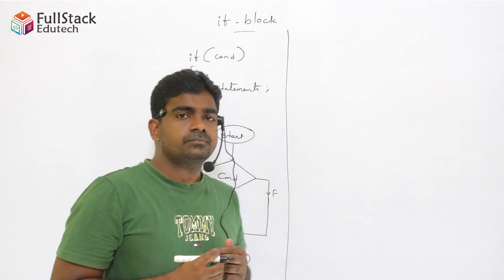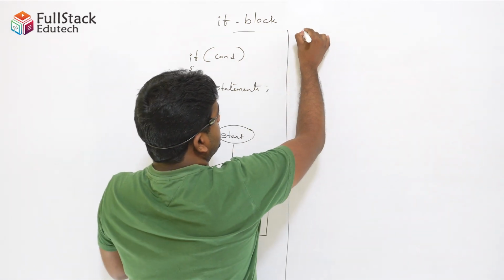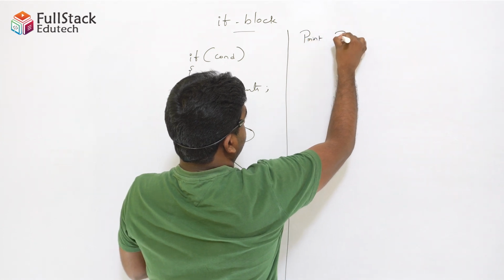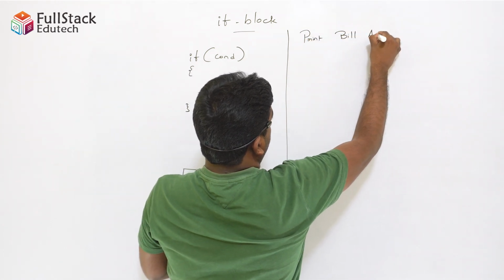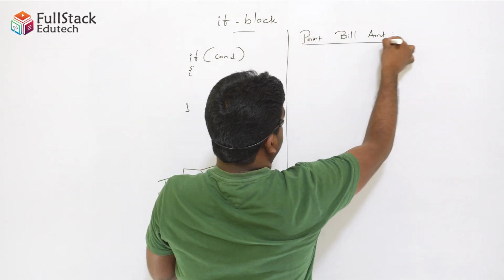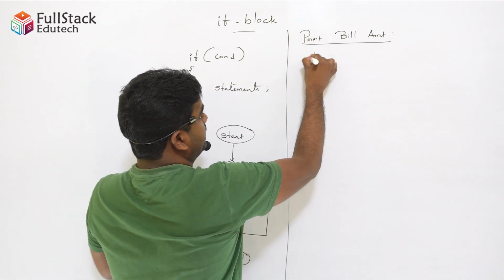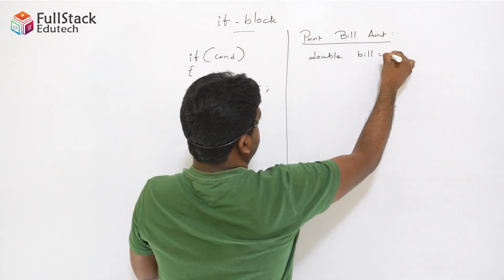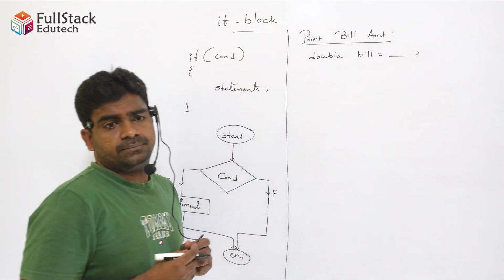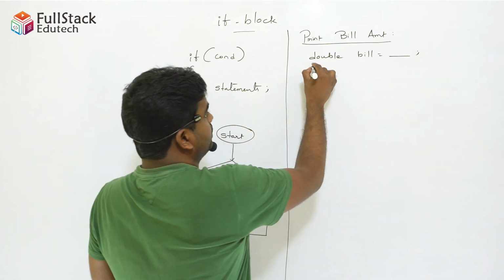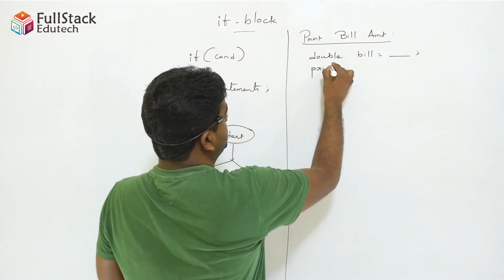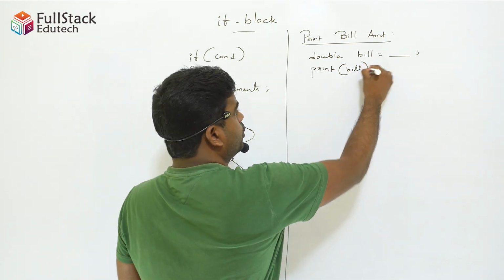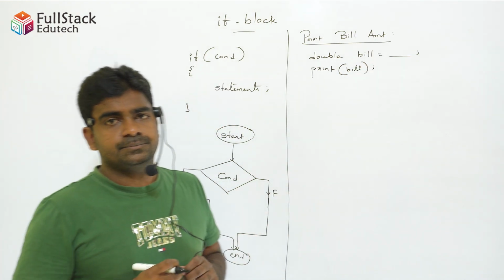First code: suppose just display or print the customer's bill amount. Directly, I'm taking the code like this. Double bill amount I am taking. Whatever the bill amount, no matter, I'm just printing that bill. Print bill amount. Here no conditional statement. Sir, no if block here? Yes, no if block here.